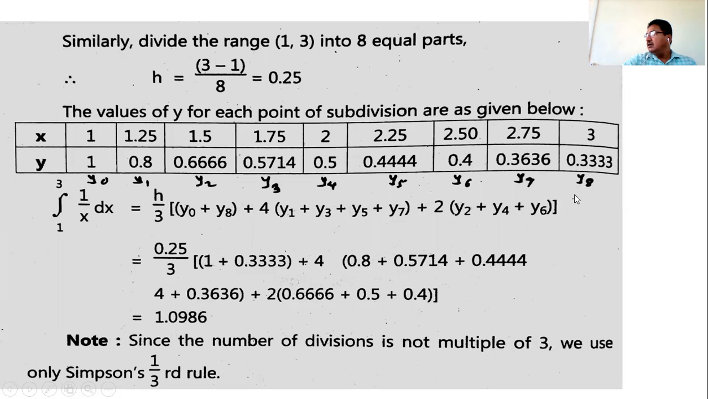y8 is with even suffix, but it is the last value of y. So right here, in these two brackets, the odd suffix, here the even suffix, but except first and last. And then substitute all these values of y2 to y8, and we get this answer, 1.0983.